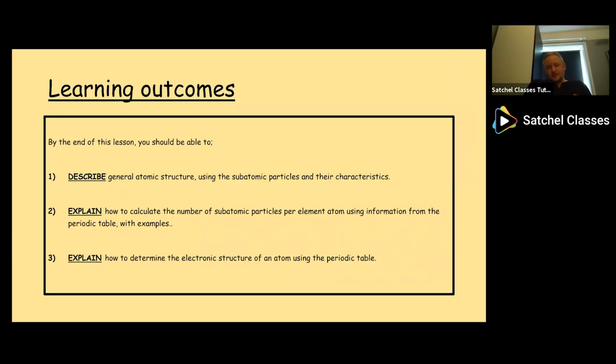So that's the description of general atomic structure using the subatomic particles and their characteristics: three particles, proton, neutron, electron, with characteristics being their mass, their charge, and their location. Using that, now explain how to calculate the number of subatomic particles per element atom using information from the periodic table, with examples.